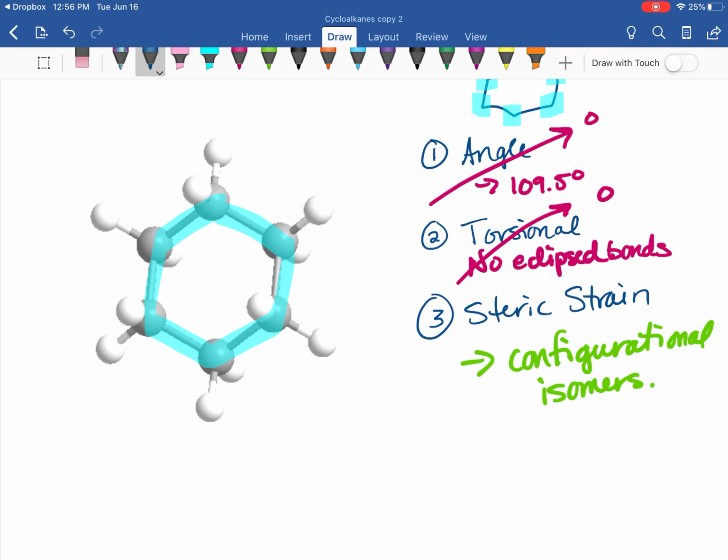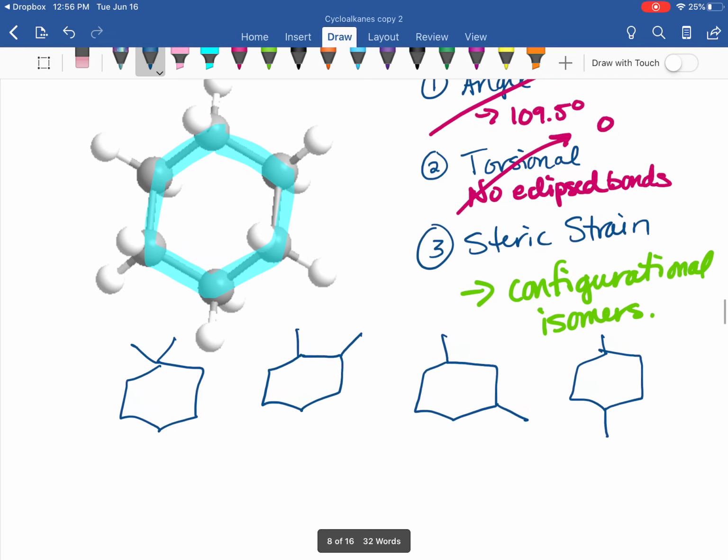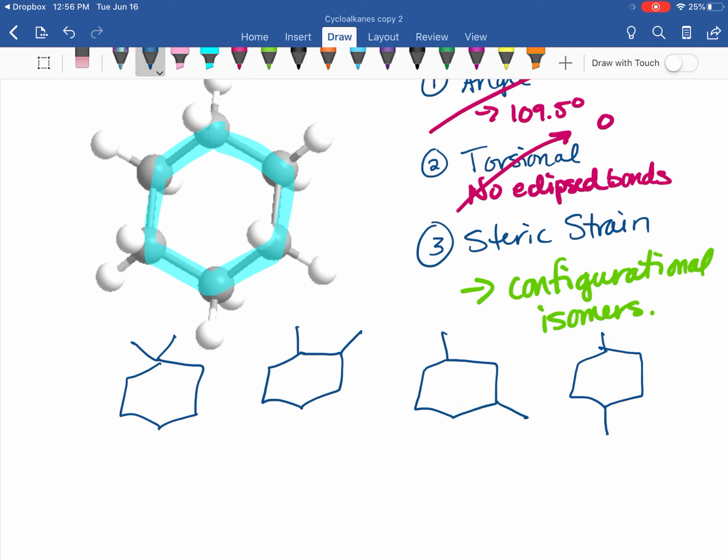So how would we draw those? Well, we still are going to have something like this, this, this, and even this. If we have dimethyl cyclohexane, we're going to have constitutional isomers possible, configurational isomers. How are we going to show those? So as soon as we put something bigger than a hydrogen, we've got to think about that.